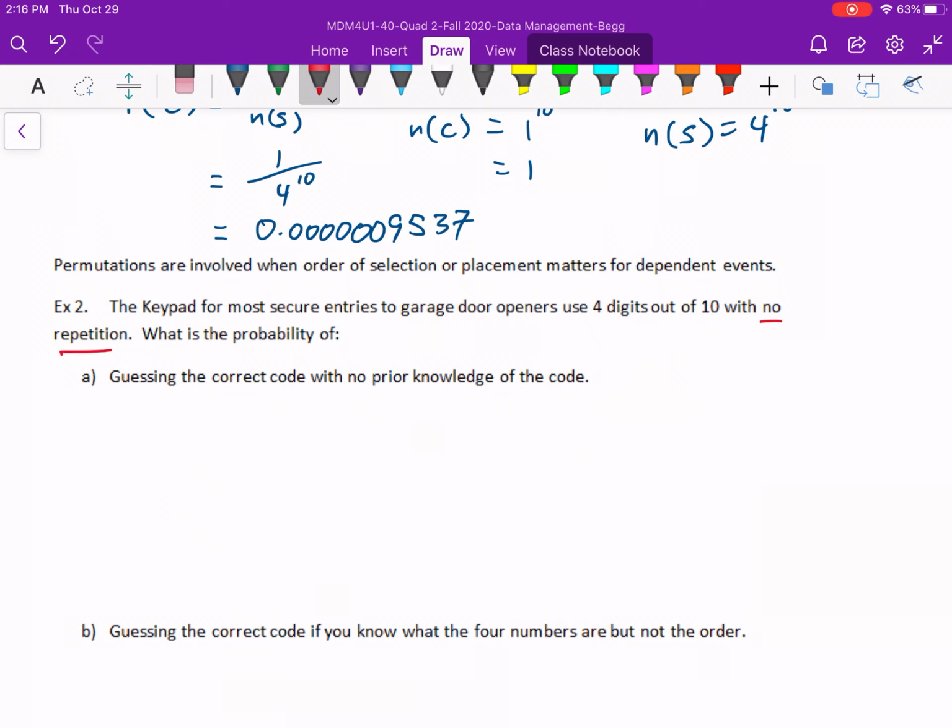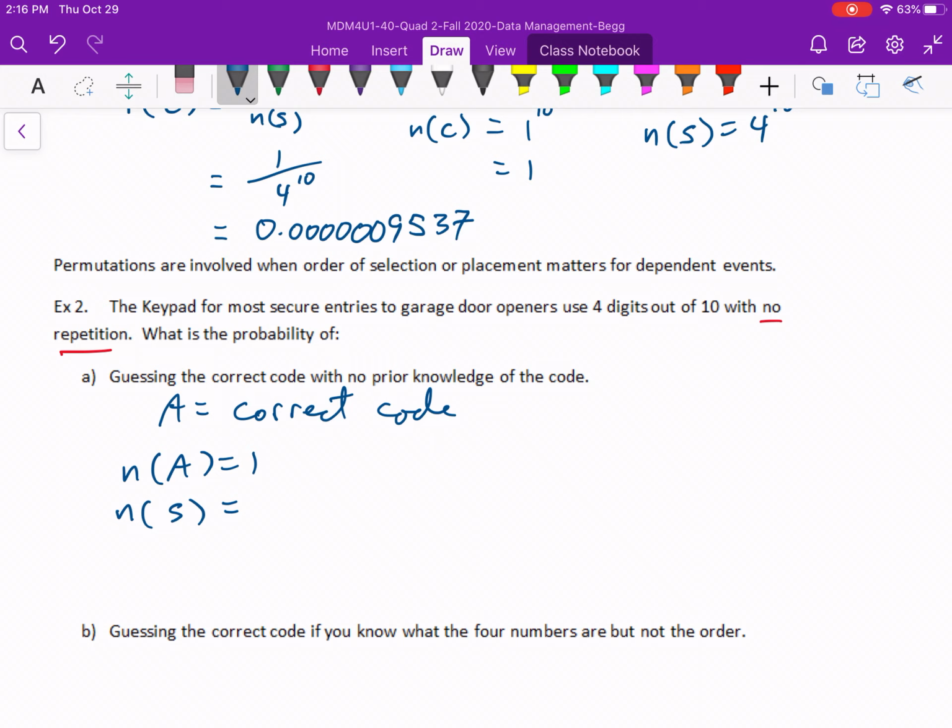What is the probability of guessing the correct code with no prior knowledge? All right, so let's say that event A is guessing the correct code. There's only one correct code, isn't there? So n of A is going to equal 1.